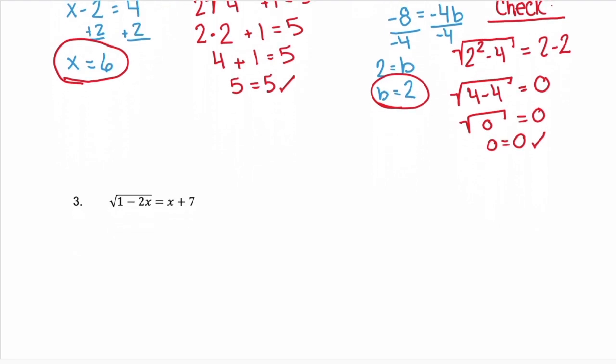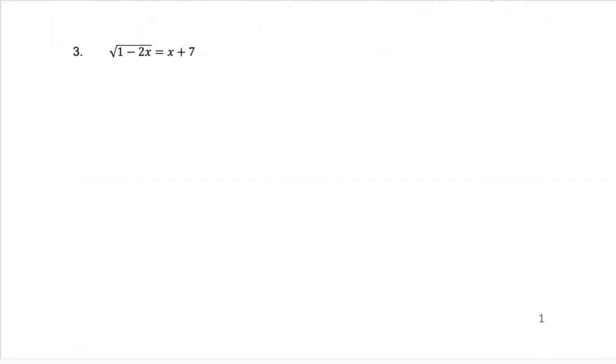Let's look at example 3. So once again, we have our radical isolated on the left-hand side. So use the power rule, and let's square both sides. So the left-hand side is the radicand, 1 minus 2x, and the right-hand side, since we're squaring this binomial, again, it's a perfect square trinomial. So we have x squared plus 14x plus 49.